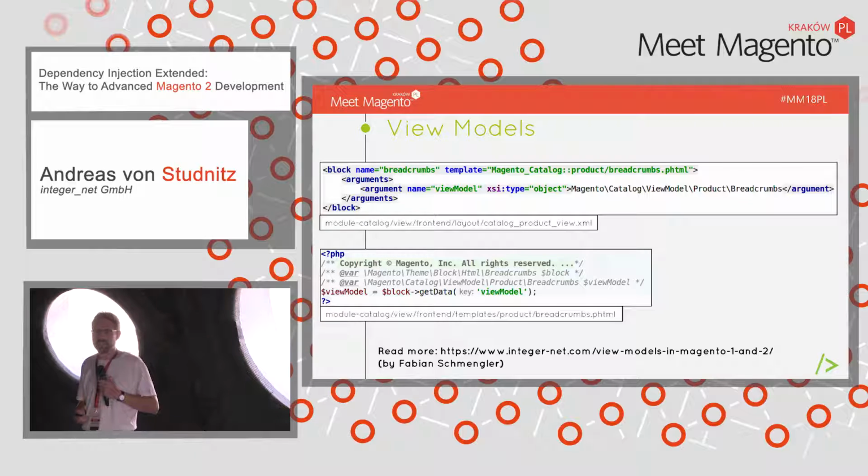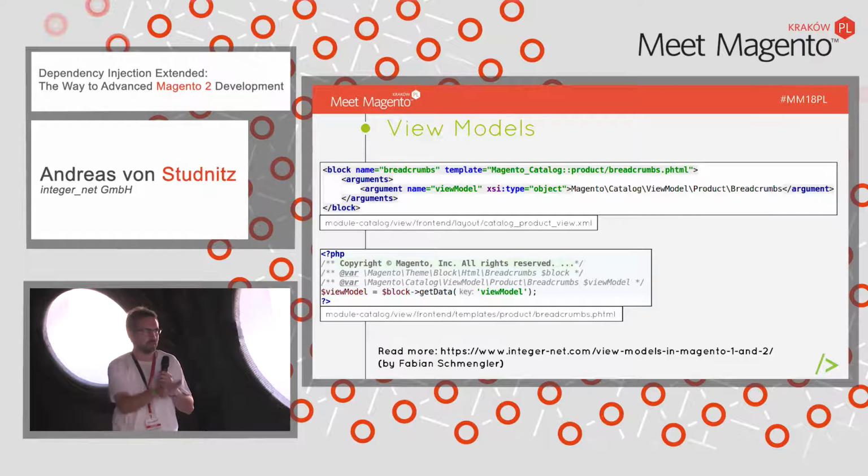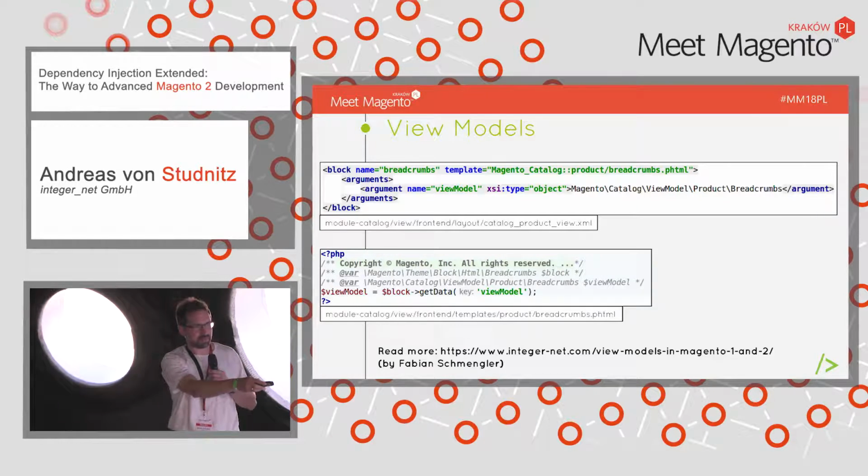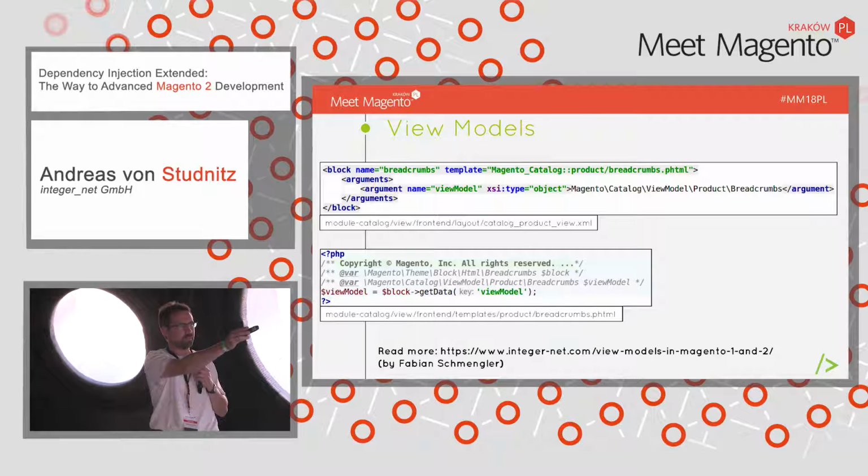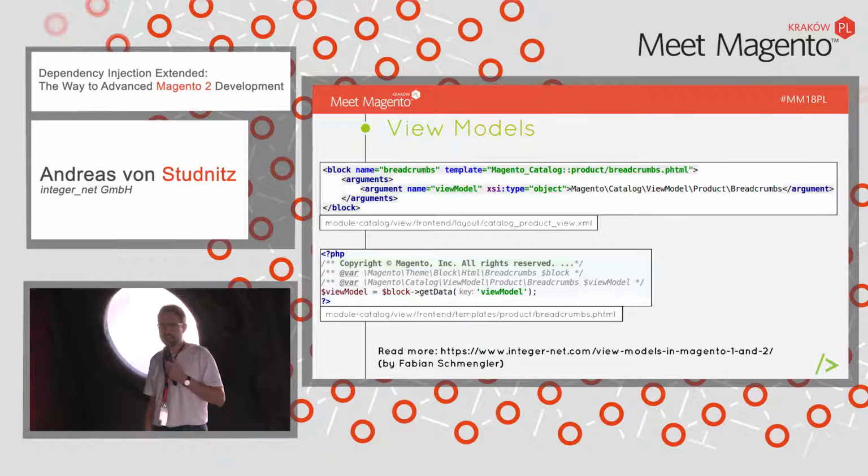Then we have view models, which are a special case of those arguments we can use in blocks. View models are more or less the same as we have just defined the type, but it's an object. So in this example, we have the XSI type object. We have a breadcrumbs class with an argument named view model. So we can use that view model inside the breadcrumbs PHTML. And exactly this is being done. View model is block get data of view model, and take care, the writing is important, so the argument name must be exactly the same as what we have in block get data.